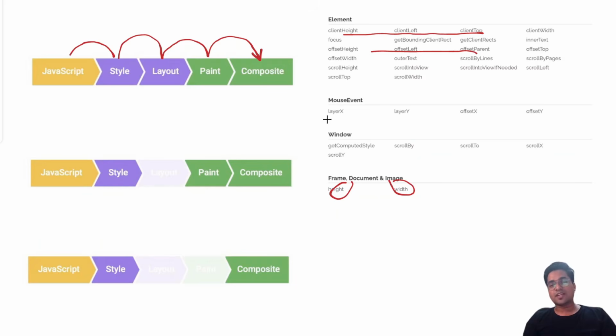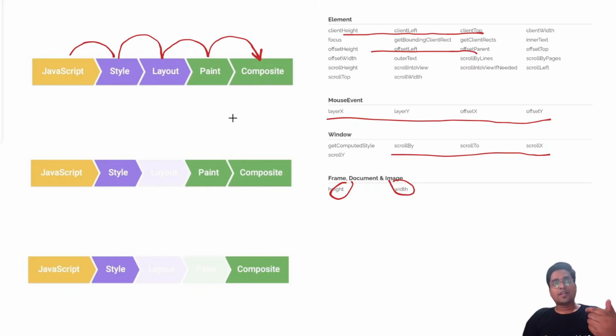Anything related to the offset, again, is going to be very costly. Anything which makes you scroll to top, or the scrollX or scrollY we might have used, all of these are very costly, and they are going to trigger all of these phases. Now, what better can we do?